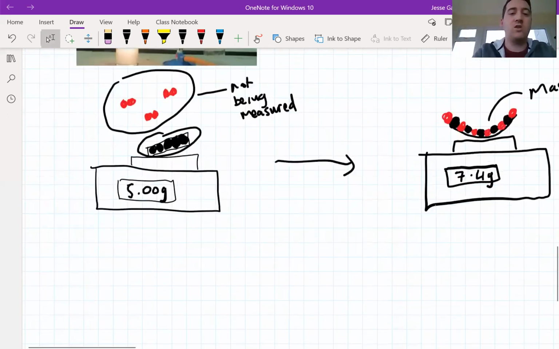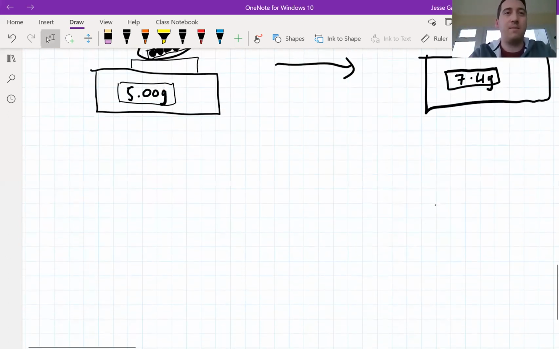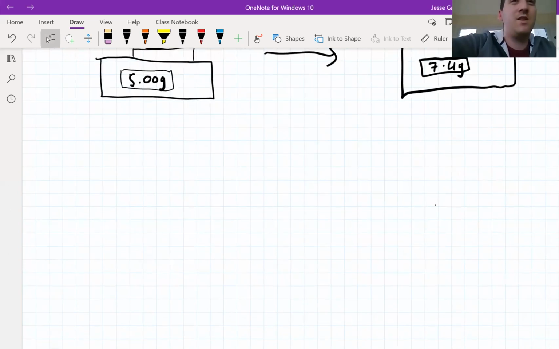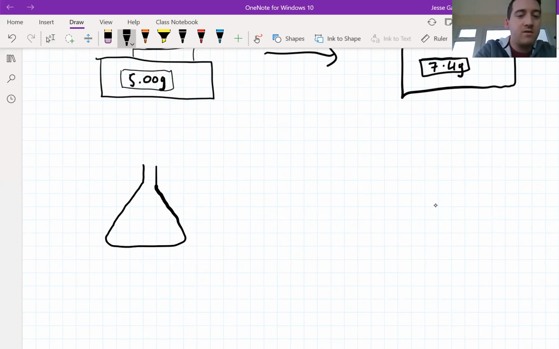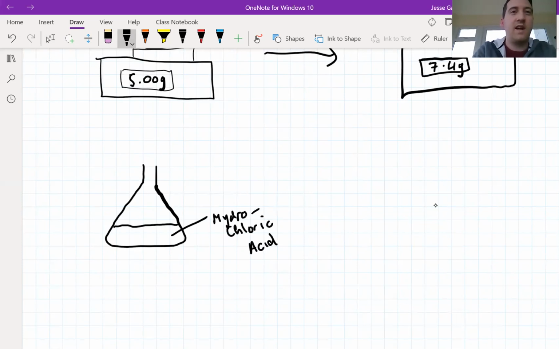Now, this can also happen the other way around. And let me tell you what I mean by this. Say we take a conical flask, and in our conical flask, we're going to do a chemical reaction on a mass balance. We're going to put in hydrochloric acid. That's our liquid.